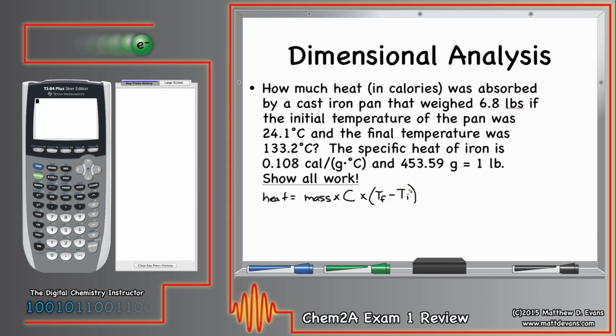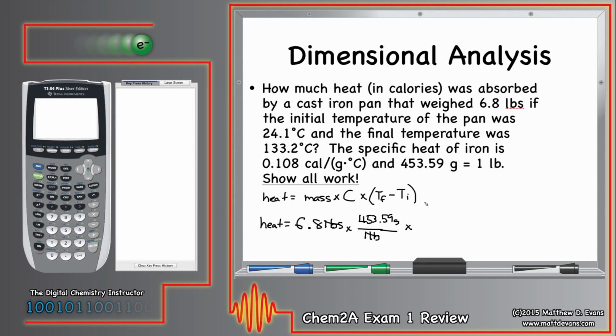Also, I measured the mass in pounds instead of grams because that's the only thing I could do. So we have to take that into consideration too. So here we go. Heat equals, let's see. I found the mass to be 6.8 pounds. That's what I have to start with. And right away I'm going to have to convert that. So 1 pound is 453.59 grams. Okay, if I stop right there, I'd have grams. That's what I needed. So pounds and pounds cancel, grams.